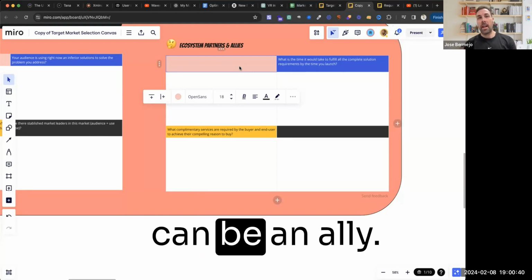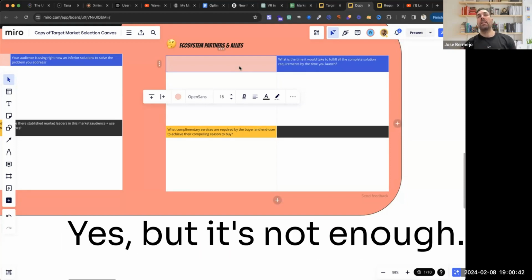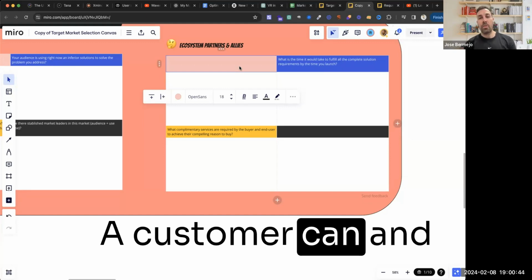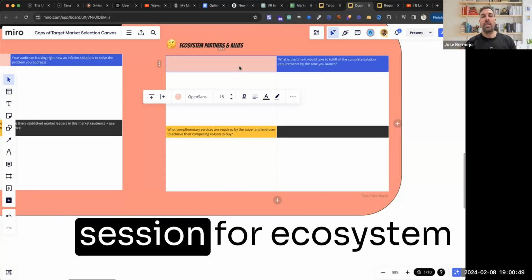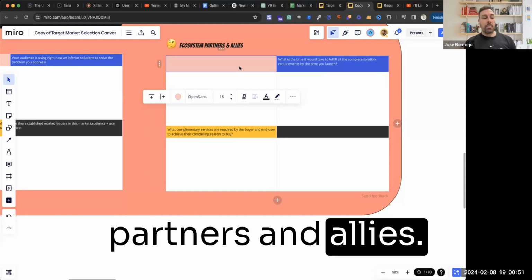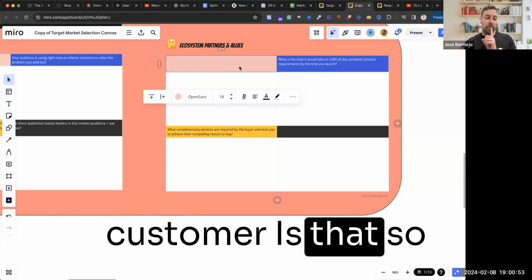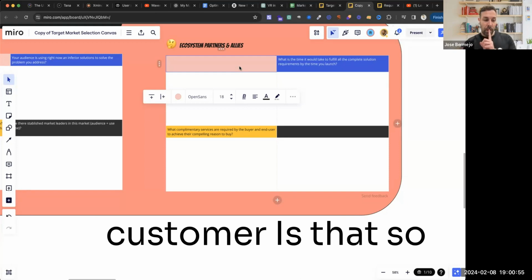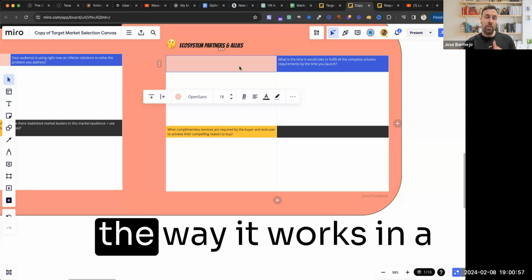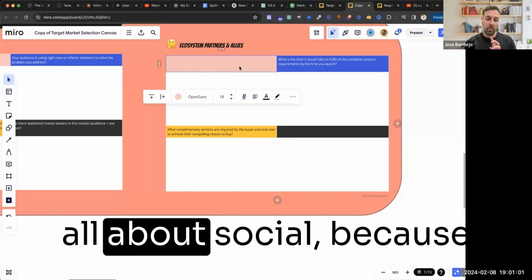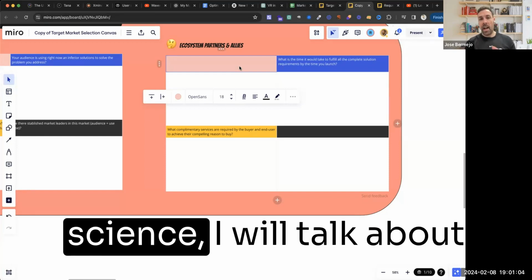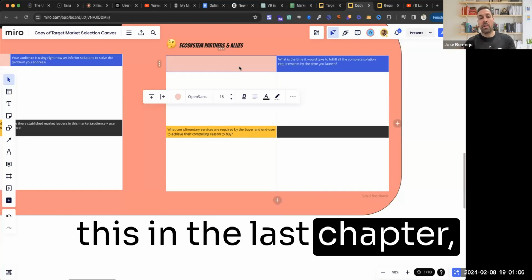A customer can be an ally, yes, but it's not enough. A customer can and should be an ally. And I will talk about this. There is an entire session for ecosystem partners and allies. The problem with a customer is that, the way it works in a market, and it's all about behavioral science, it's all about sociological science. I will talk about this in the last chapter.